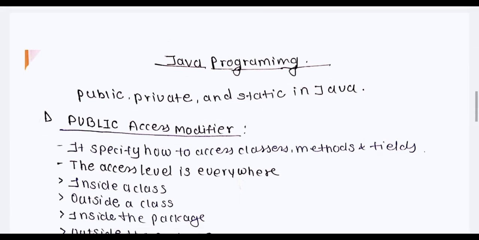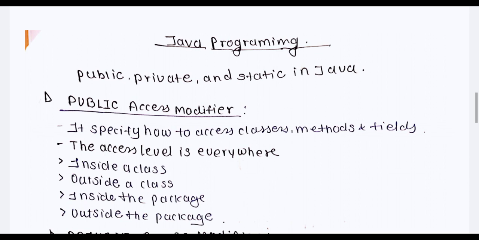So yeah, these are my notes on Java programming. In this, I have introduced the public access modifier. These are all access modifiers: public, private and static in Java. Okay. So what is a public access modifier? It specifies how to access classes, methods and fields.